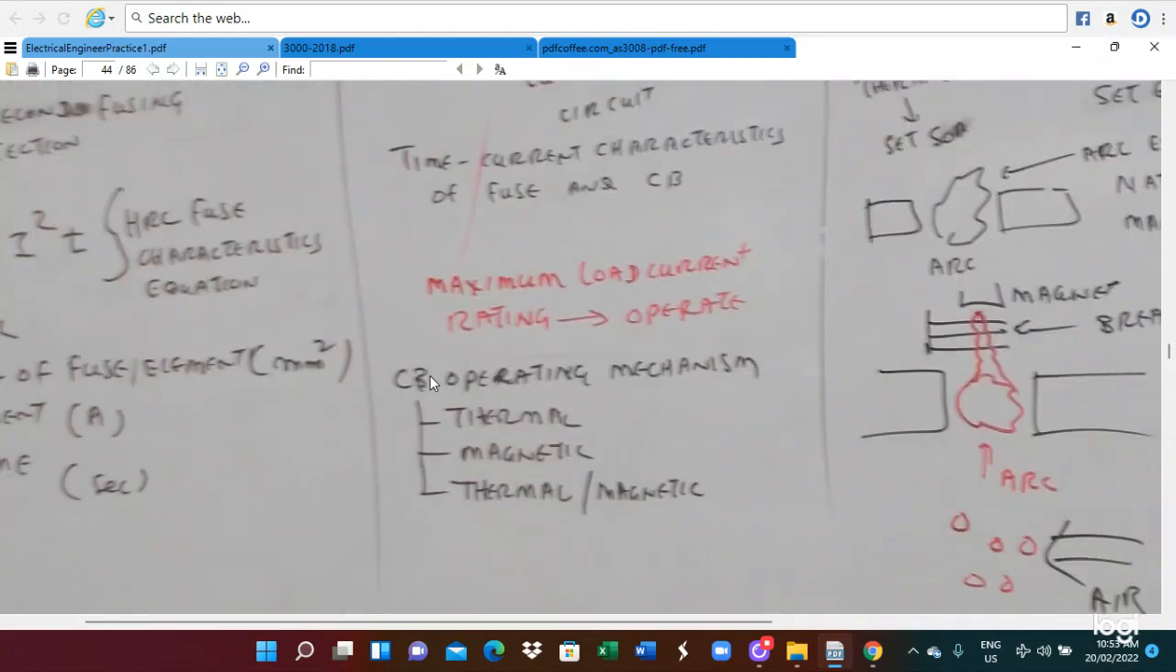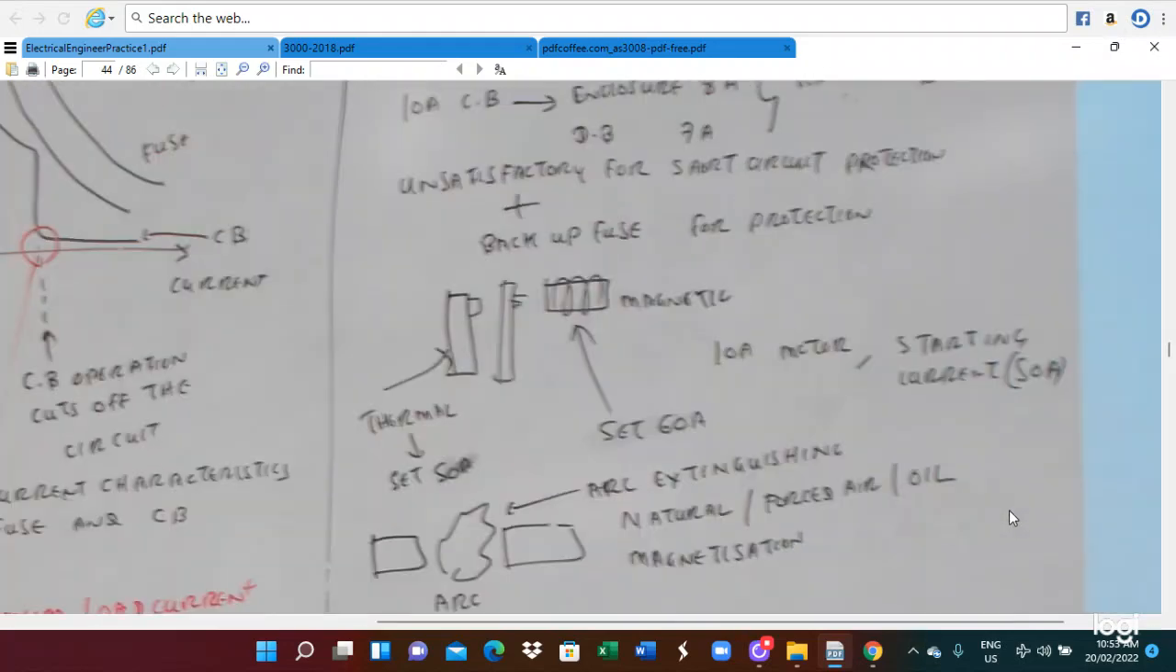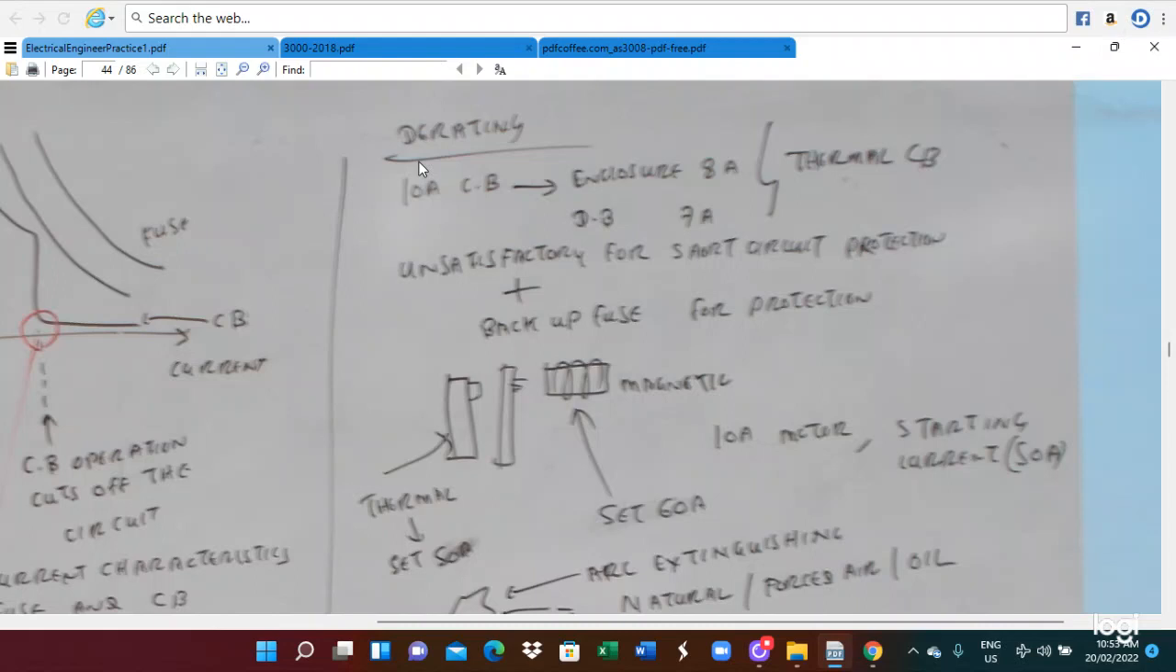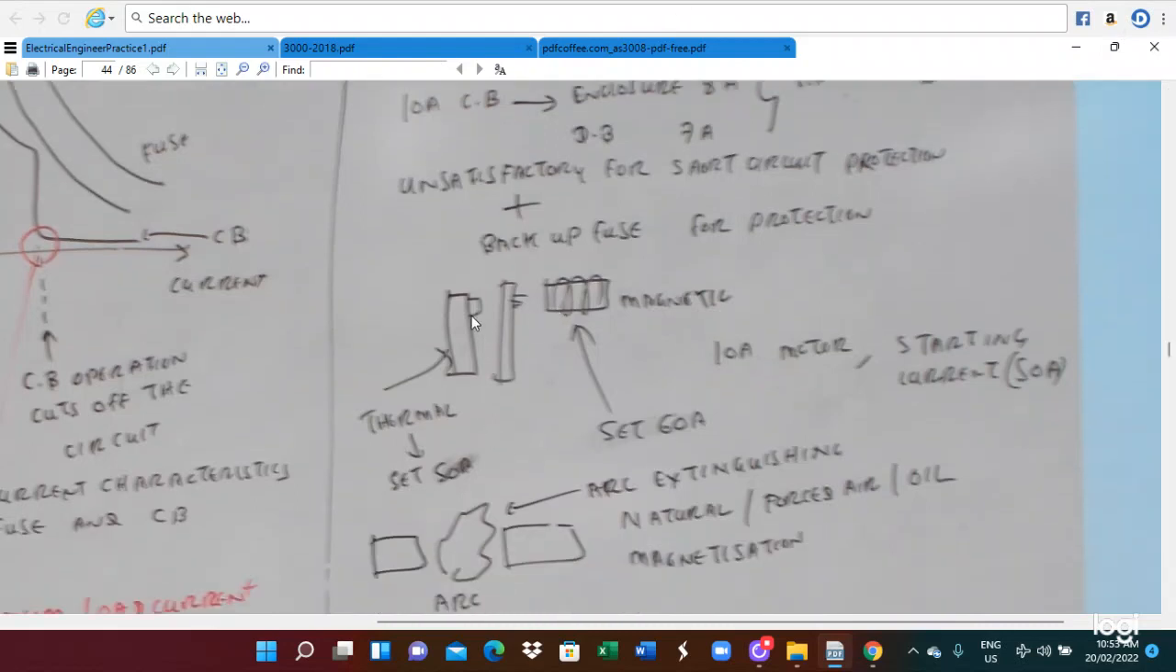In this case, the circuit breaker operating mechanism is operated by a thermal magnetic function. Derating means that sometimes we have to derate the circuit breaker. For example, with a 10 ampere circuit breaker, we can only utilize 8 or 7. So this is the derating factor for the thermal circuit breaker. It is unsatisfactory for short circuit protection, so we have to use a backup fuse for the protection. Sometimes the circuit breaker alone is not enough, so we have to utilize the backup fuse protection.